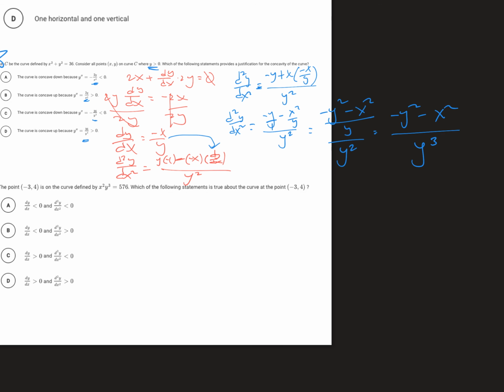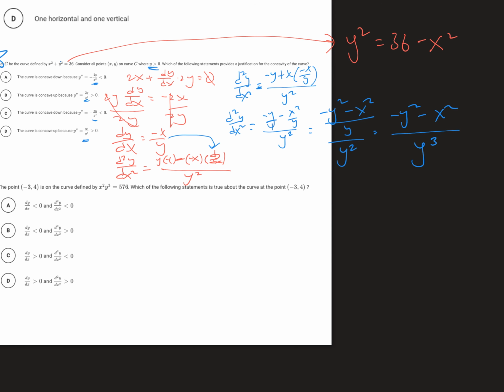At this point, I'm looking at my answer choices. I'm like, oh man, this still doesn't make sense, because I still don't see anything that resembles my solution for the second derivative. Your clue here is, wait, you have a 36 there, you have a 2y there. So what they did was they went back to the original equation, folks, and they isolated for y squared. Do you see how if I subtract x squared from both sides, y squared equals 36 minus x squared right there, like that?